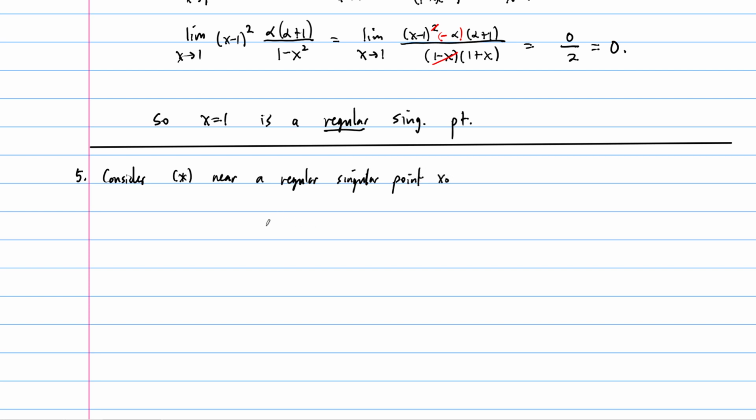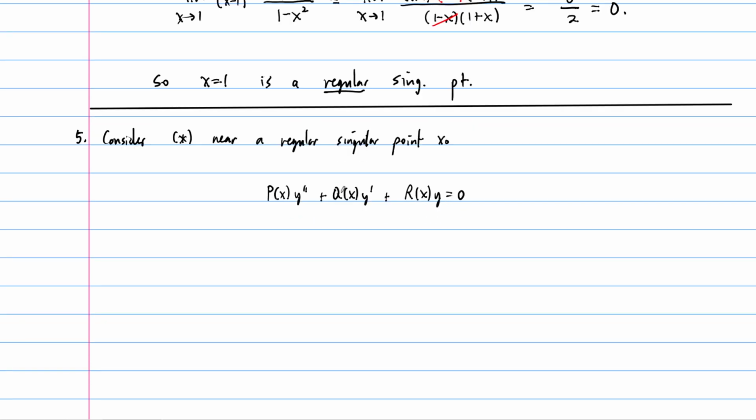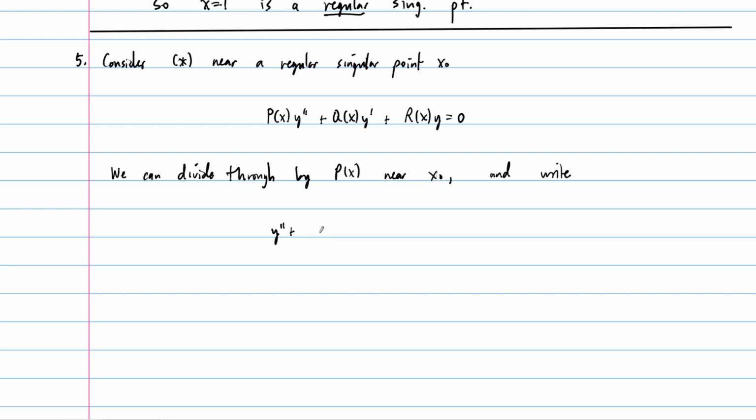So we have a couple of things now. First of all, we have our equation p of x y double prime plus q of x y prime plus r of x y equals 0. And because we're near a regular singular point, we can divide through by p of x near this regular singular point, x naught, and we can write this in the following form. We can now write this equation as y double prime plus little p of x y prime plus little q of x y equals 0.